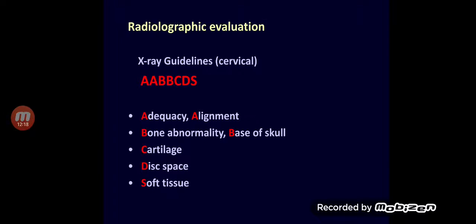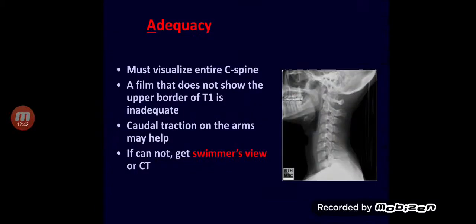In the radiological examination, you have to start with doing an X-ray. Always keep in mind the protocol ABCDS. A is for adequacy and alignment, B is for bone abnormalities, and you have to search for the base of skull problems, C is for cartilages, or disc spaces, and S is for soft tissues.